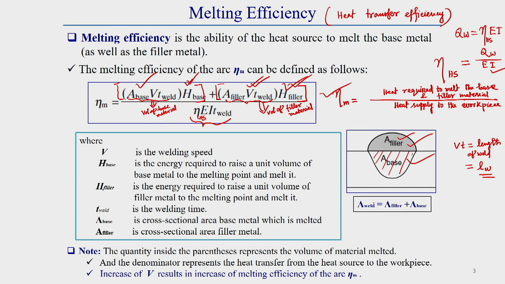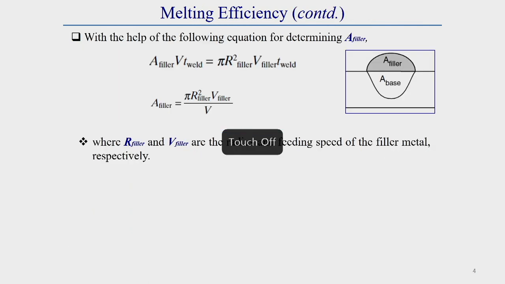Here the total weld area is the area of filler material and area of base material. This total we can measure easily, but distinguishing the filler zone and base material zone is a little bit difficult. That is why if we can get any one portion of this cross section, then the rest of the portion we can subtract from the total cross sectional area, that we can easily find out. So, here generally the filler material cross sectional area we can find out by using the following formula.